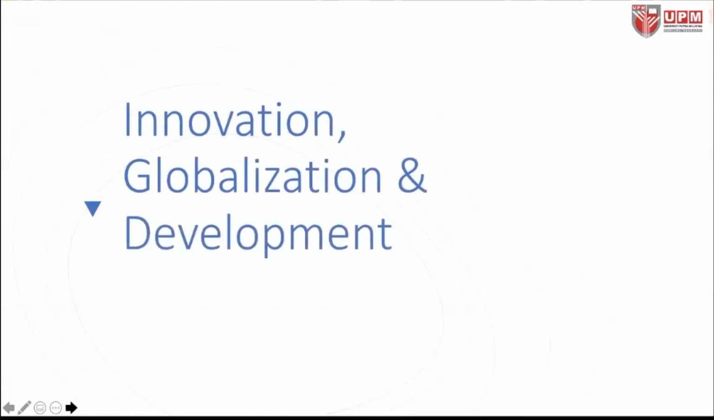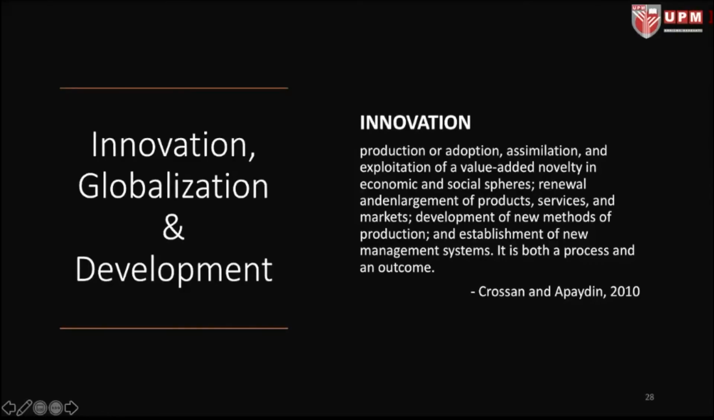Right. The last part of the topic today is on innovation, globalization and development, right? And I would like to revisit the definition of innovation, okay? It is about production or adoption, assimilation and exploitation of a value-added novelty in economic and social spheres, renewal and enlargement of products, services and markets, development of new methods of production and establishment of new management systems. It is both a process as well as an outcome. So you can really compare the earlier six elements of innovation with the definition provided by Crossan and Apaydin 2010.